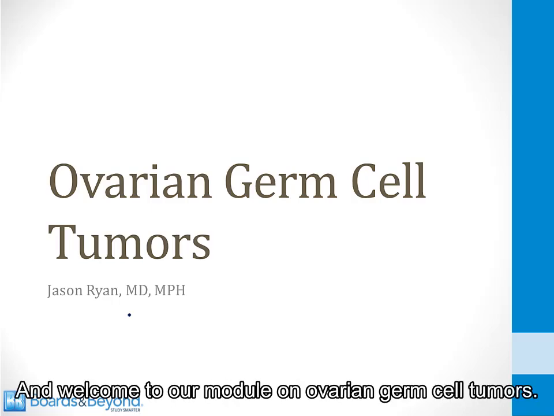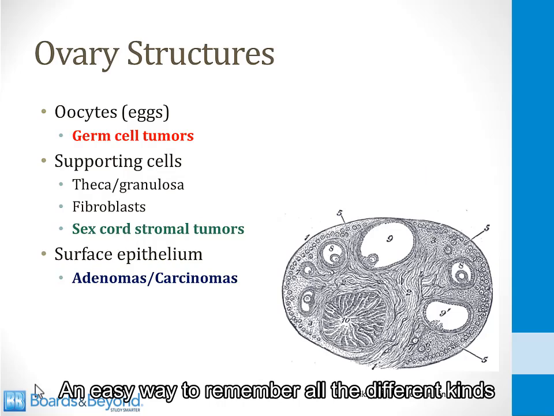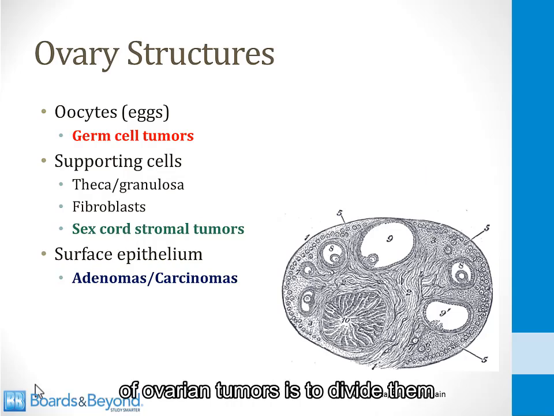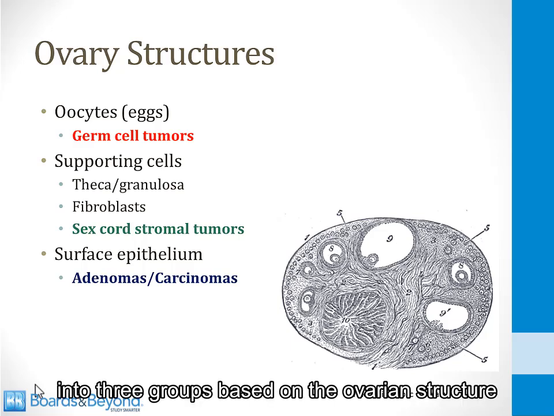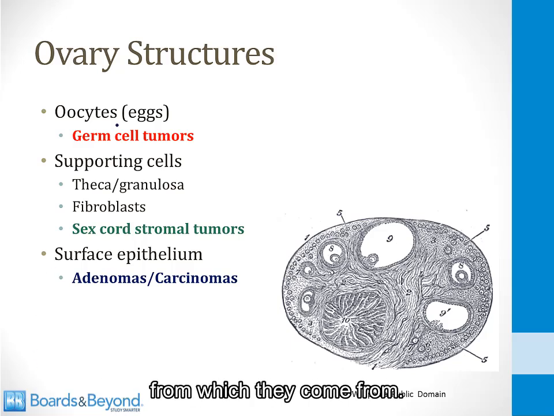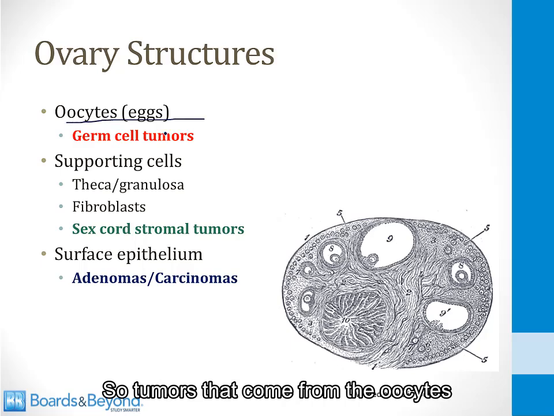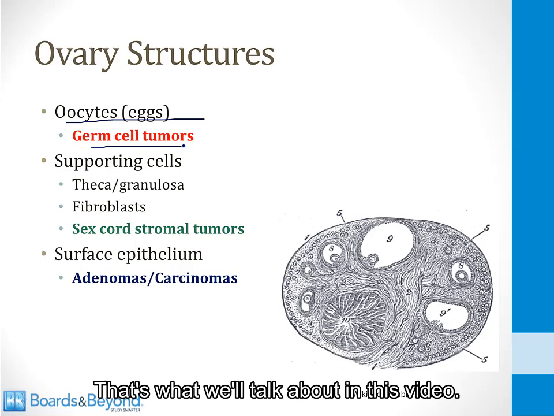Hi everybody, and welcome to our module on ovarian germ cell tumors. An easy way to remember all the different kinds of ovarian tumors is to divide them into three groups based on the ovarian structure from which they come. So tumors that come from the oocytes or eggs are called germ cell tumors. That's what we'll talk about in this video.